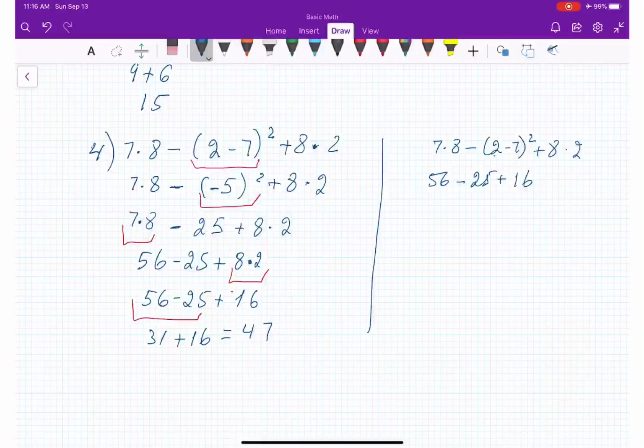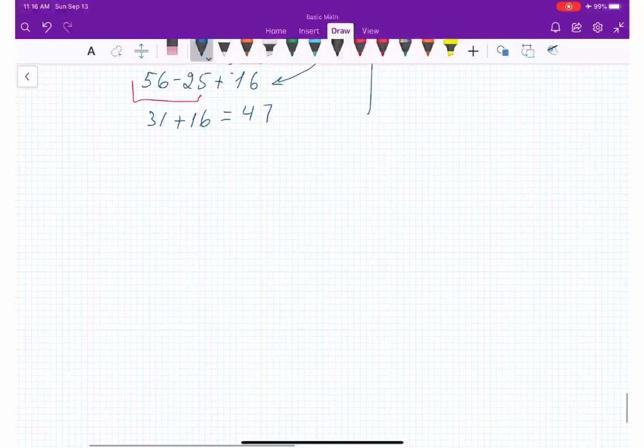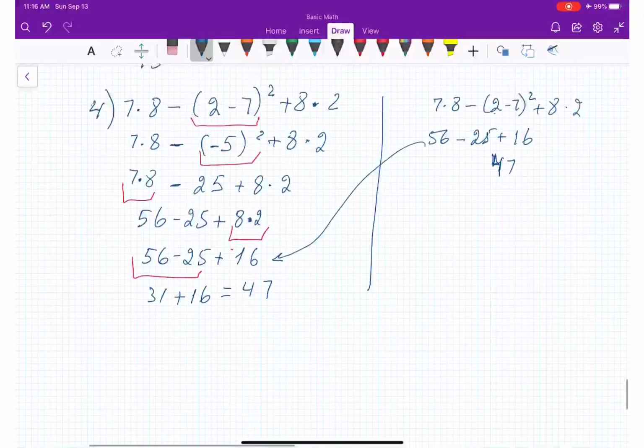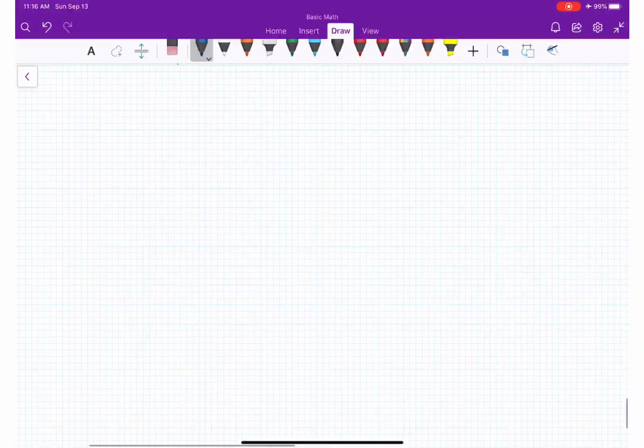See, we jumped right here. And the result would be 47. 56 minus 25 and plus 16. Yeah, but here I went step by step, so you won't get confused. You just have to solve. When you solve, practice a lot, then you can do it also.